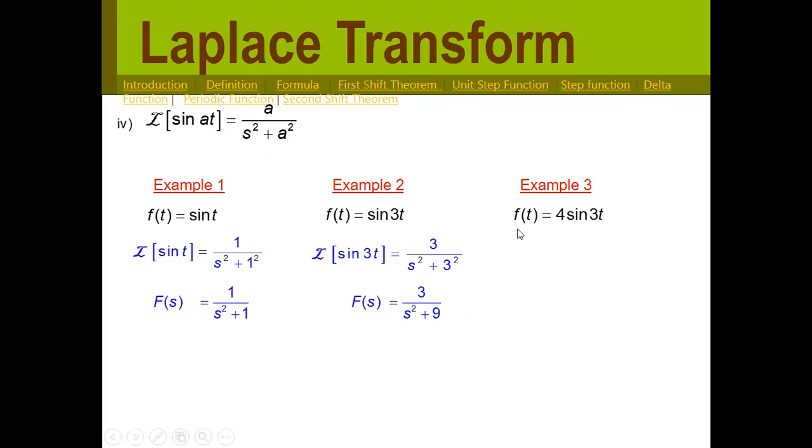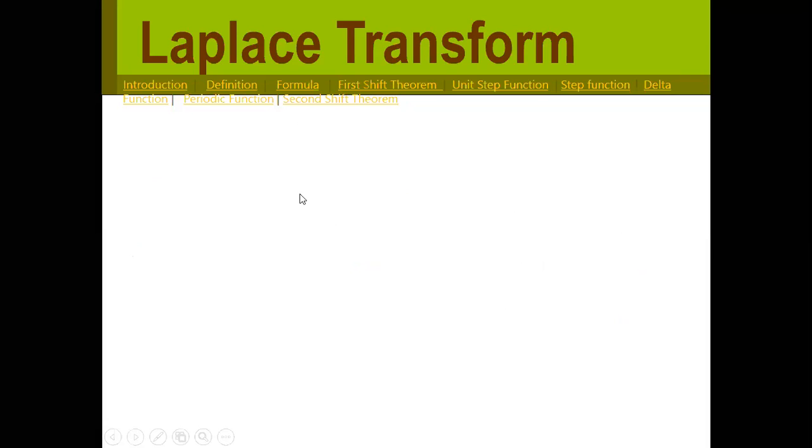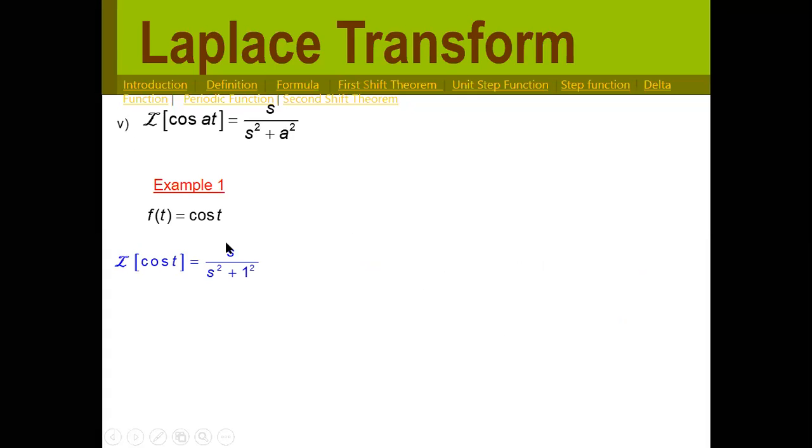Then f(t) equal to 4 sin 3t. So 4 you can put outside. So 4 times the Laplace of sin 3t, which is 3 over s square plus 9. Clear so far? Okay, Laplace of cos t. Laplace of cos(at) is s over s square plus a square. So just apply a is 1 here. So s over s square plus 1 square.